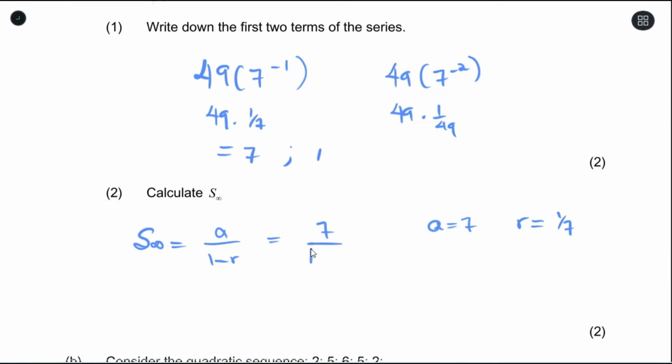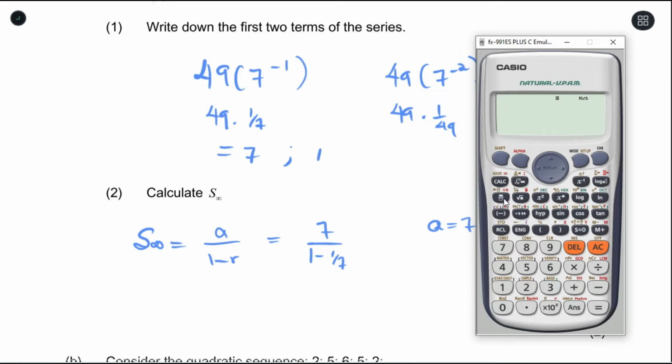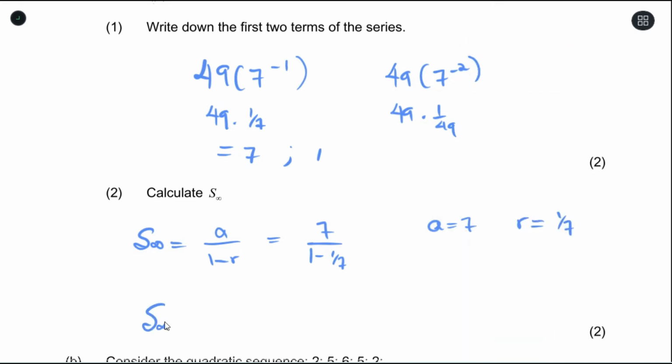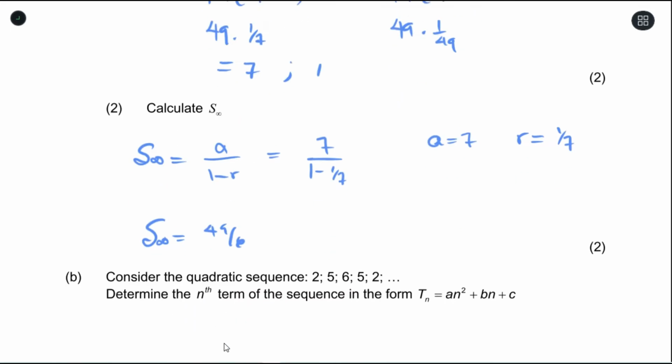This here would be, and if you put all this in the calculator, 7 over 1 minus 1 over 7. And that gives you 49 over 6. Okay, so the sum to infinity is equal to 49 over 6. That's it for question 2.